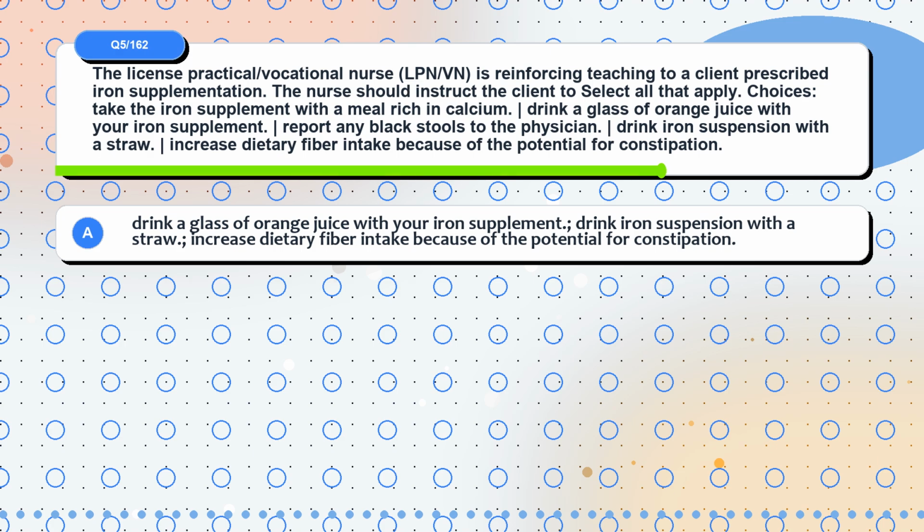Here are the options. Option A: drink a glass of orange juice with your iron supplement. Drink iron suspension with a straw. Increase dietary fiber intake because of the potential for constipation.